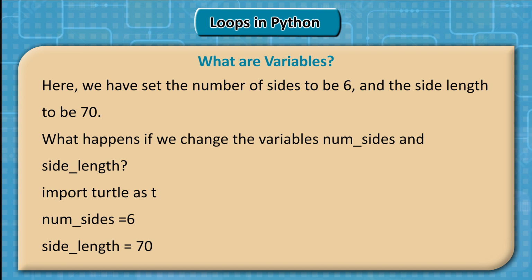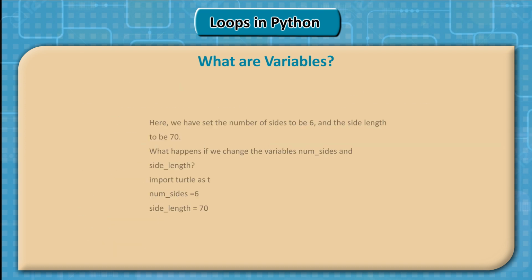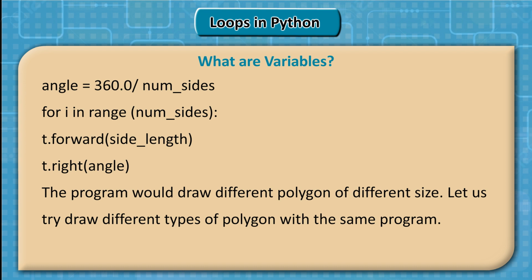import turtle as t. num_sides = 6. side_length = 70. angle = 360.0 / num_sides. for i in range(num_sides): t.forward(side_length), t.right(angle). The program would draw different polygons of different sizes.